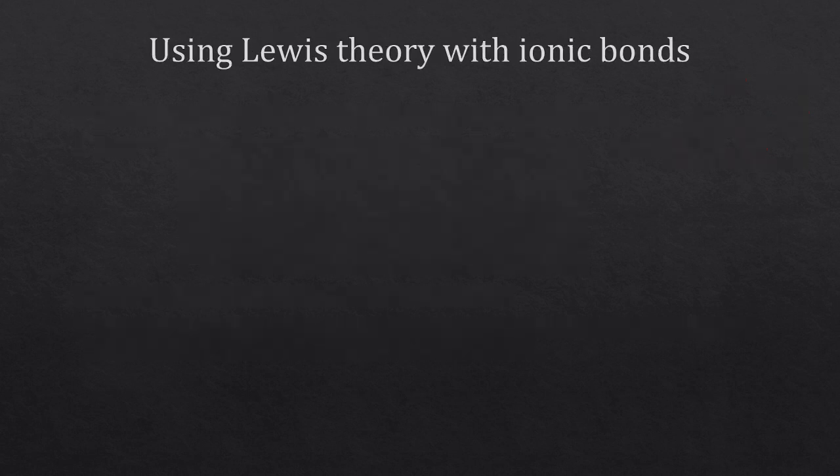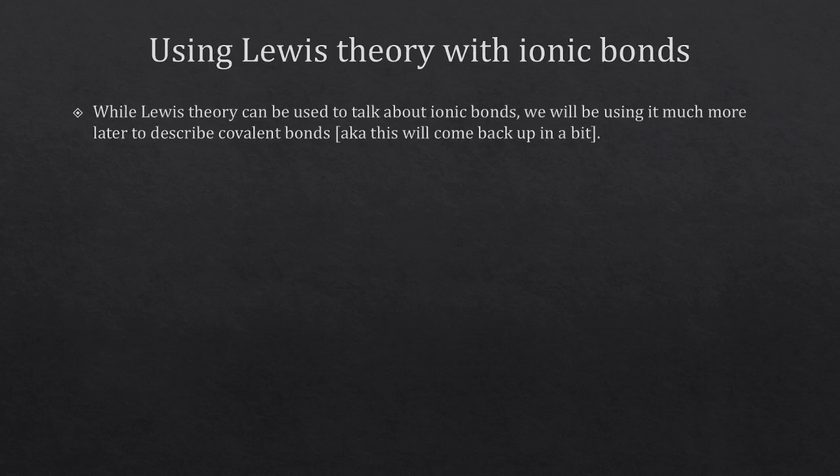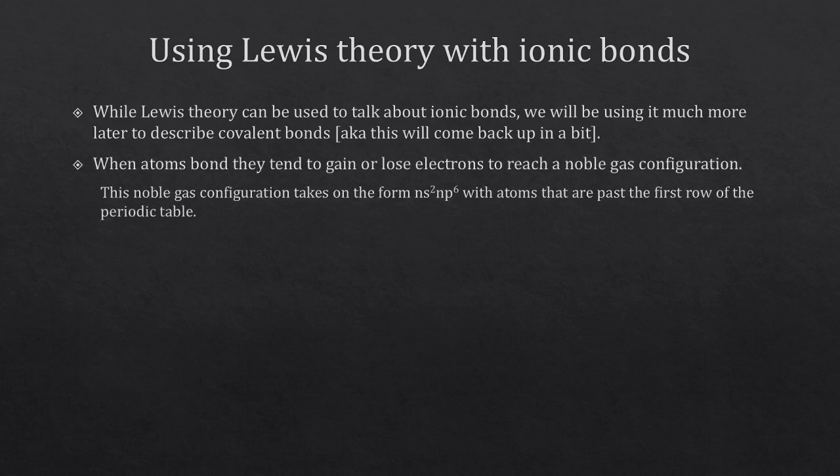So how do we use this to talk about ionic bonds? Lewis theory can be used to talk about ionic bonds, but we're going to use it a lot more to describe covalent bonds. So this is going to come back up. Especially if you've ever heard about Lewis structures before, we'll do a lot more talking about them. We're going to talk about them very basically here, but we'll do more with them, don't worry.